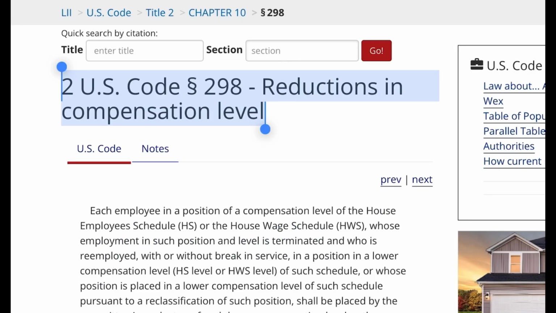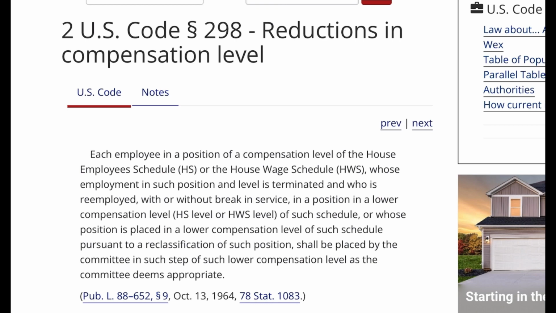2 U.S. Code Paragraph 298, Reductions in compensation level. Each employee in a position of a compensation level of the House Employees Schedule, HS, or the House Wage Schedule, HWS, whose employment in such position and level is terminated and who is re-employed, with or without break in service, in a position in a lower compensation level, HS level or HWS level, of such schedule, or whose position is placed in a lower compensation level of such schedule pursuant to a reclassification of such position, shall be placed by the committee in such step of such lower compensation level as the committee deems appropriate.